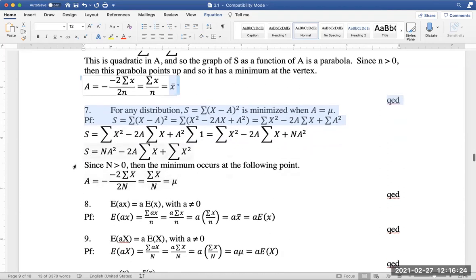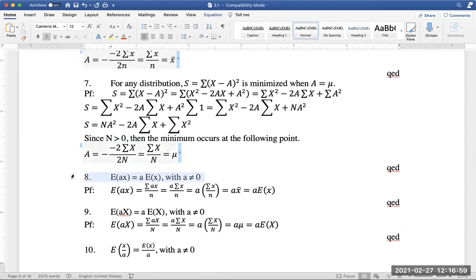This is, again, a parabola. This is quadratic in a, so it's a parabola. Since n is greater than 0, this parabola is pointing up, so it has a minimum at the vertex. So a is equal to minus b, which is minus negative 2 sum x, all over 2 times the number in front of a squared, n. The negative 2's cancel, so you get sum of x over n, which is mu. And that's what I wanted to show.